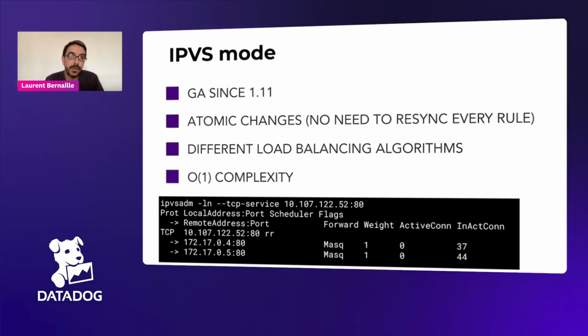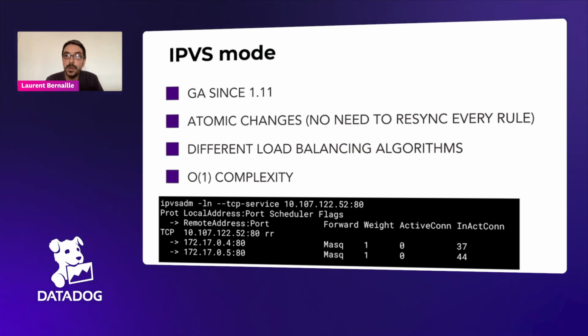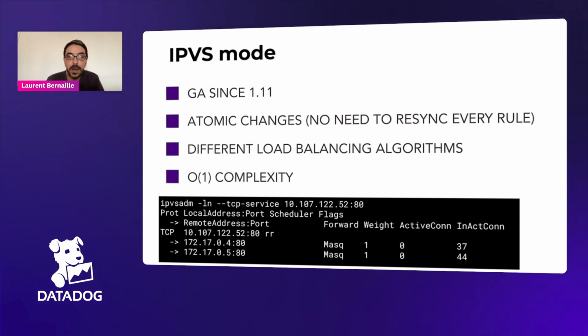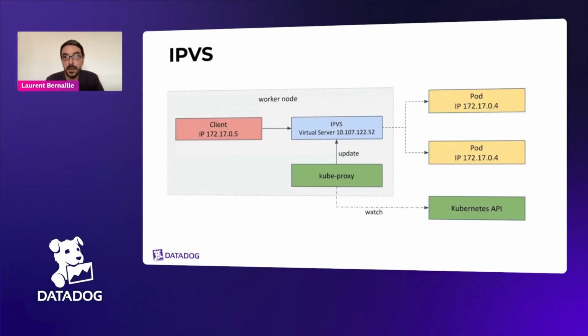The main advantage compared to iptables is that anytime there is a change in the list of backends for a service, you only need to update this information in the IPVS configuration. If you look at the bottom there, if we add another backend for this service, we would just need to make a call to the IPVS interface to add another IP to the list of backends. And that's very fast and very efficient. That was the main advantage.